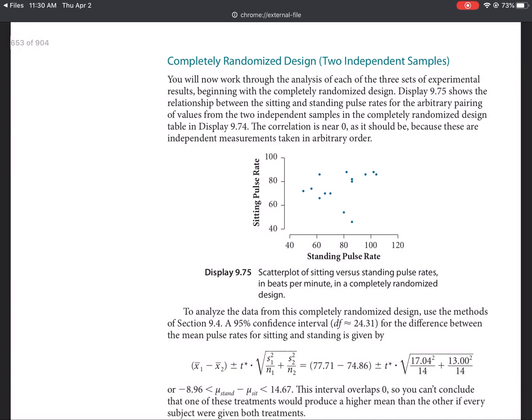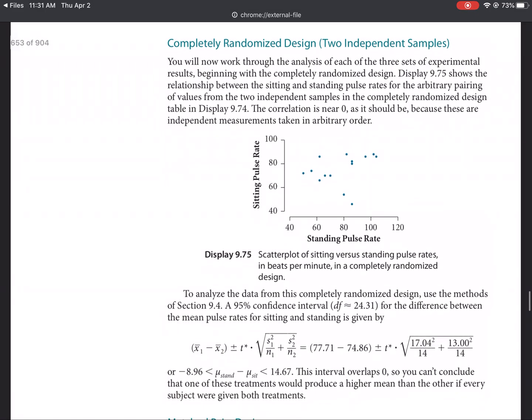So if you have 2 independent samples, you're using a completely random design. This is literally them repeating information from section 9.4. They're running it just like they would from 9.4. There is nothing new here.